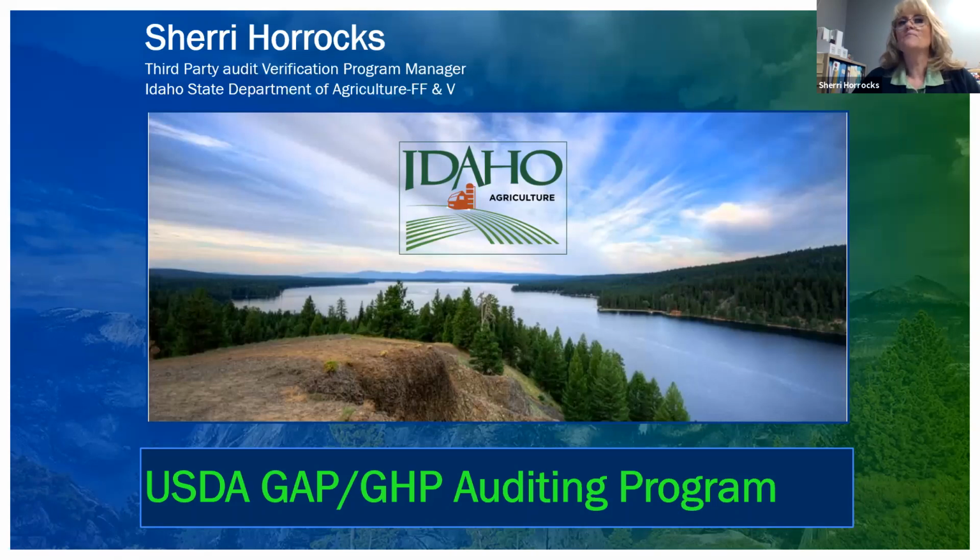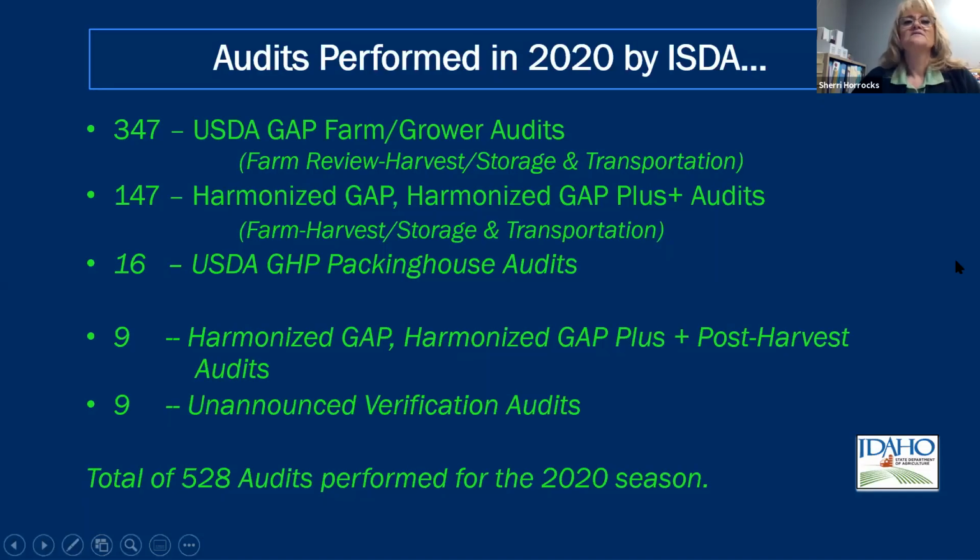So a little bit about the auditing program. Just to give you a background of the type of audits we have and what we have performed: in 2020, we performed 347 USDA GAP farm grower audits. That includes the farm review, harvest, storage, and transportation. We also performed 147 harmonized GAP Plus audits, which also consist of farm, harvest, storage, and transportation.